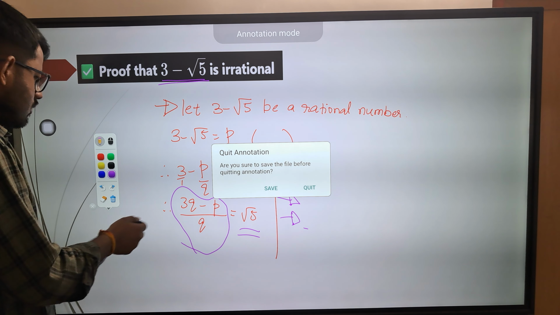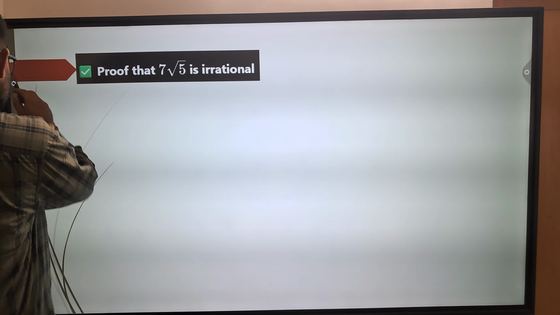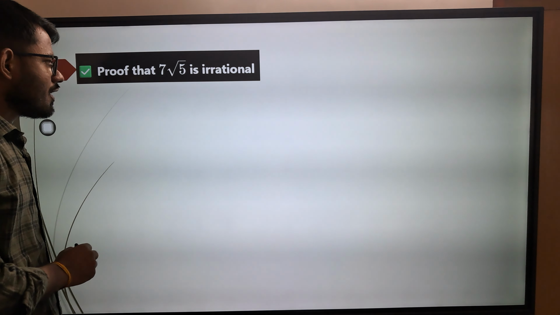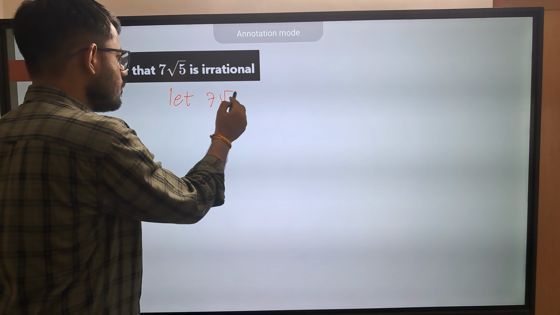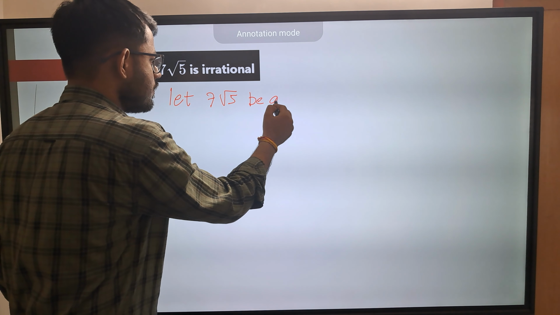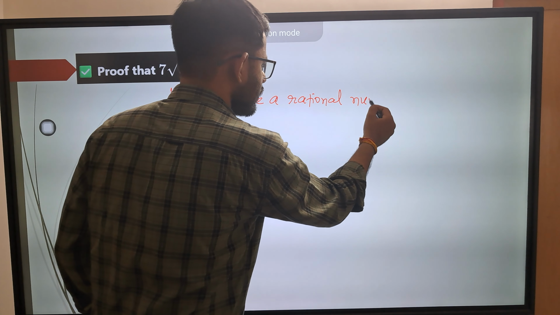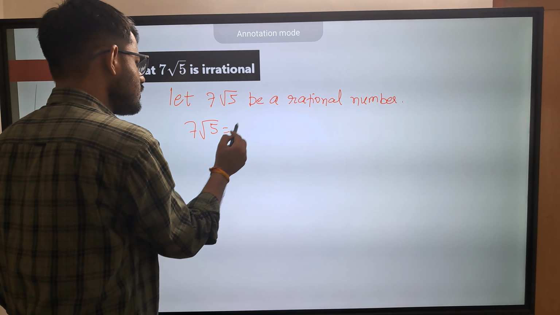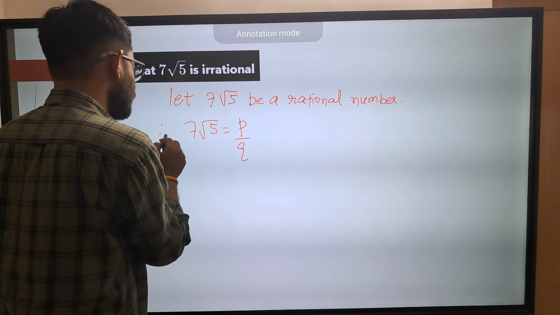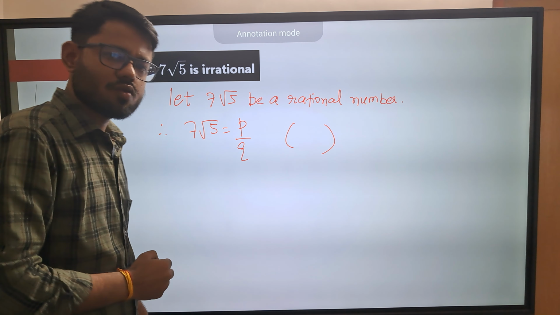Now moving to the next question, multiplication part. How to prove 7 root 5 is an irrational number? So again let us assume 7 root 5 be a rational number. If it is a rational number, then it can be written in the form of p by q. Let us write it. 7 root 5 is equal to p by q. Again in bracket we need to write p and q are co-prime integers and q is not equal to 0.